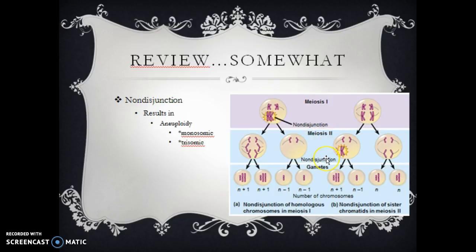We can also see that non-disjunction occurs in meiosis 2, and that would be when sister chromatids fail to separate, resulting in a cell that has 2 copies of a particular chromosome. So non-disjunction can occur both in meiosis 1 and in meiosis 2, but what happens during this non-disjunction is a little bit different than this non-disjunction. In meiosis 1, it's the homologous chromosomes not separating, and in meiosis 2, if it happens, it's because the sister chromatids aren't separating.